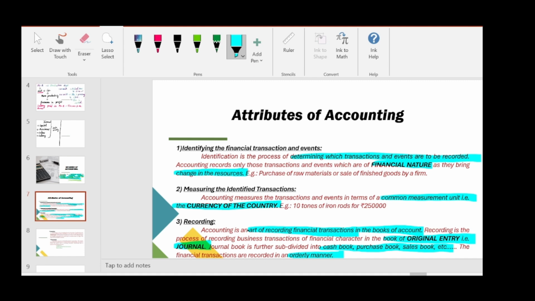At last I will tell you all the subsidiary books of journal. I hope the recording is also clear for you.